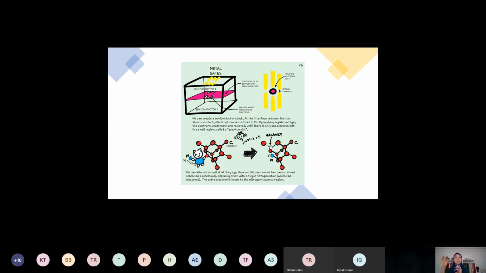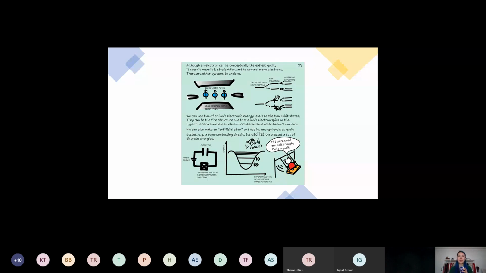And then you can shine laser light, or you can manipulate the spin of that electron there. Or you can have a crystal lattice. Say you have a diamond, you can have 6 electrons in there. You take out one carbon atom, actually take out 2, and insert a nitrogen that has 1 more electron. So that electron gets trapped between that nitrogen and the vacancy region. So that's another way to trap and manipulate electrons, but they're very hard to scale.